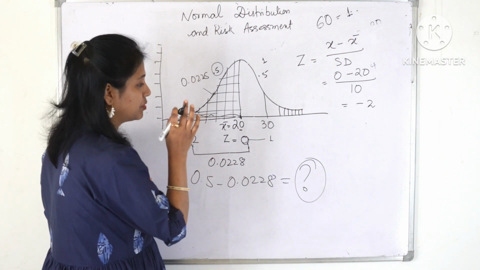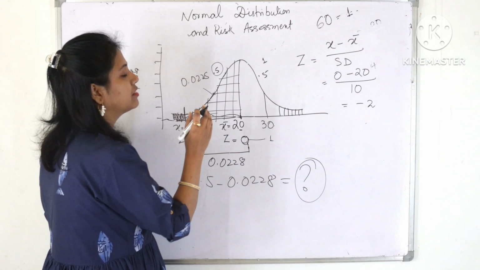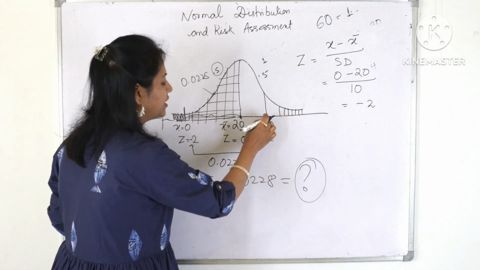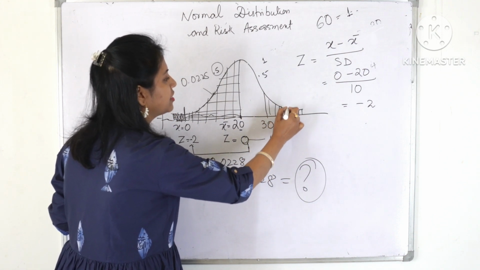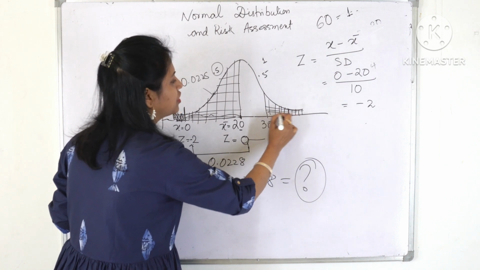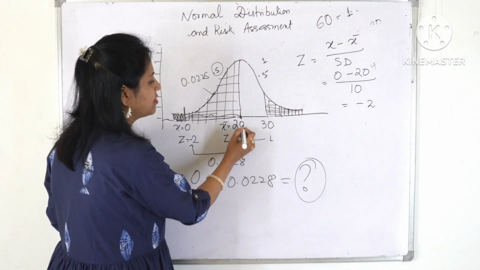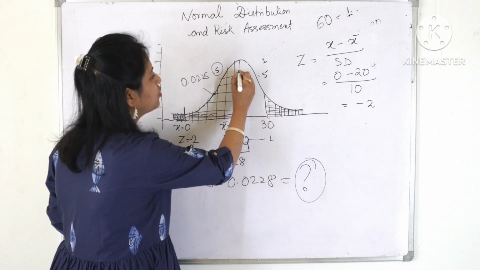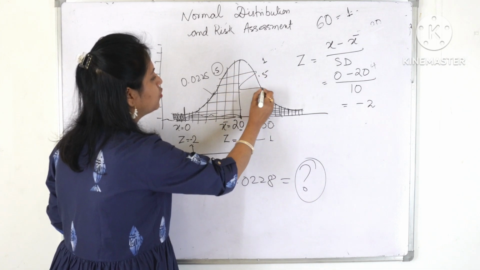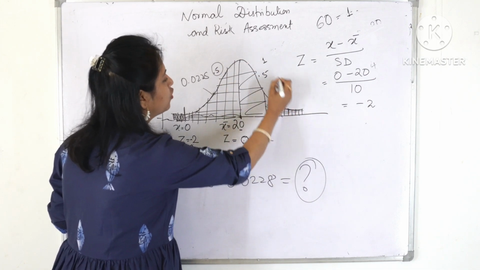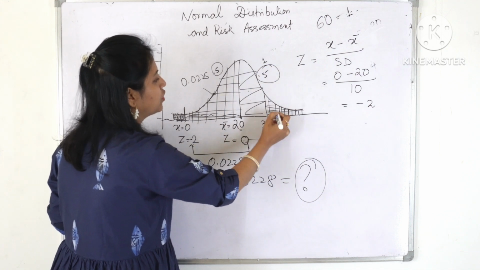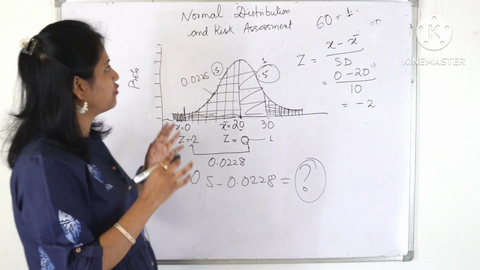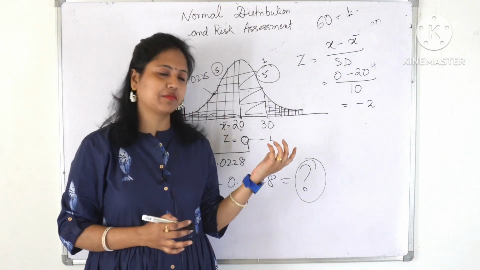So what is the probability that the person will earn 30 or more than 30? If he is earning 30 or more than 30, we are trying to find out this zone. So if I know the distance of z from 0 to 1, I am able to know this zone. If I know this zone and I know that the whole half zone is 0.5, I subtract this zone and I will be able to discover that zone. So friends, this is the idea of normal distribution and risk assessment.